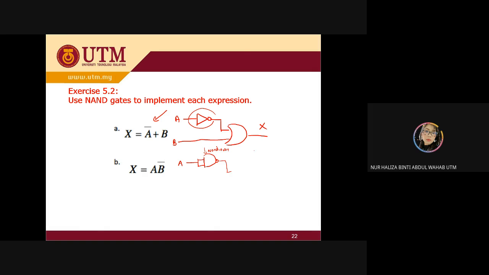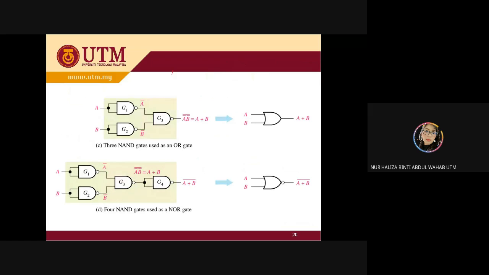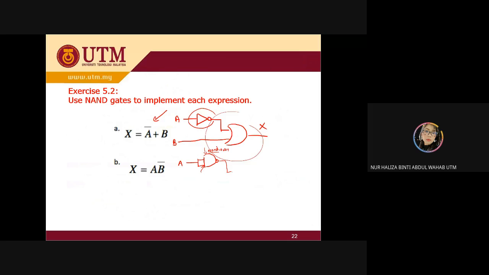And you can see here, supposedly you have an OR gate, but you want to represent it using the NAND gate. Check back your previous slide, you're going to have this kind of circuit. So it will be this is NAND gate, this is NAND gate, this is NAND gate.